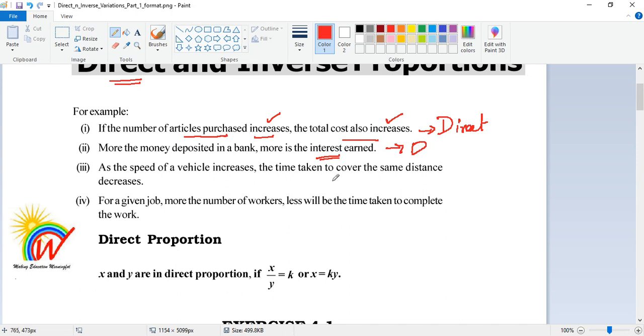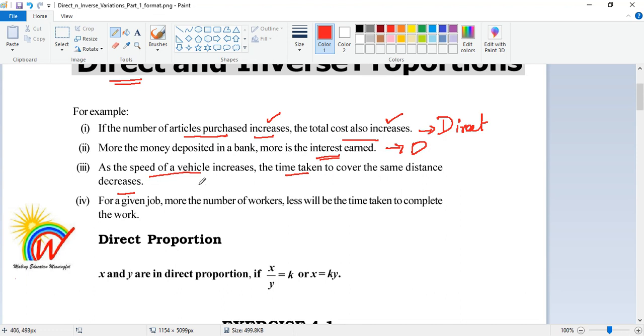Yeah. Now, as the speed of the vehicle increases, the time taken to cover the same distance decreases. So now let's say you're going on some trip. If your speed increases, if you're driving with a very good speed, what happens, you will reach the destination quicker, right? So the time you are taking is going to be less. See, if you go slowly, you're going to take a long time. So as you increase the speed, the time taken goes down.